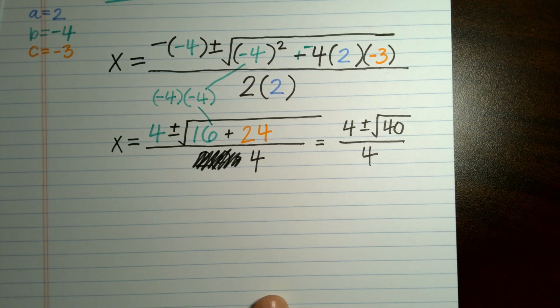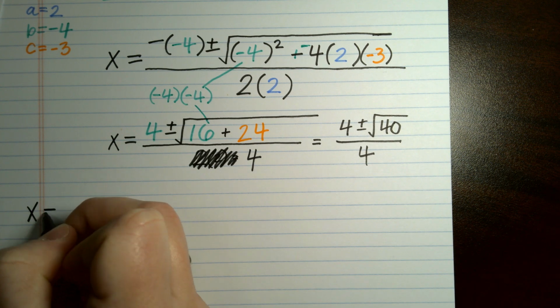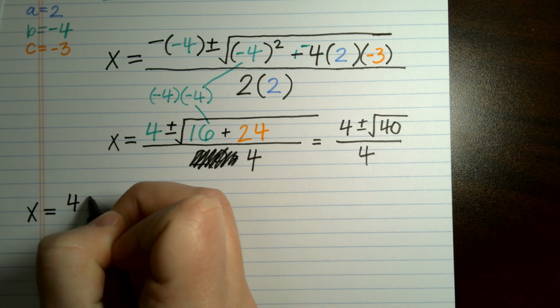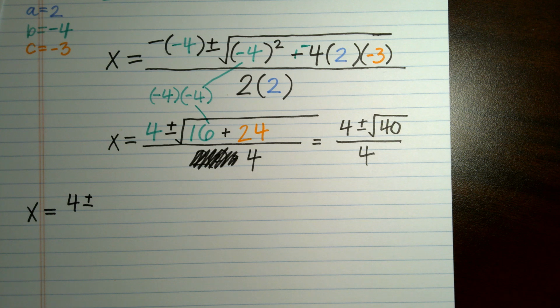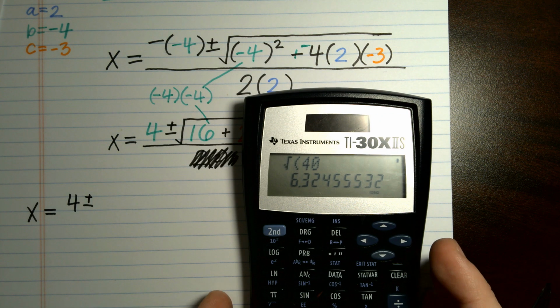So I'm going to start a new row here. Now I have x equals 4 plus or minus that number we just got for the square root of 40, 6.32.